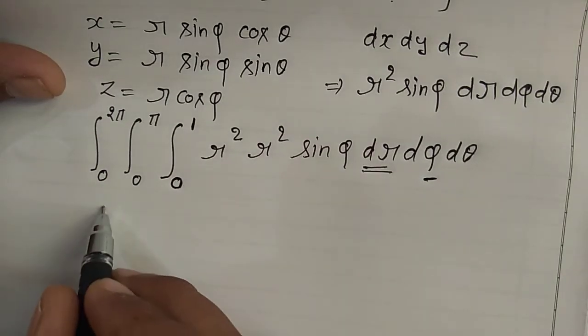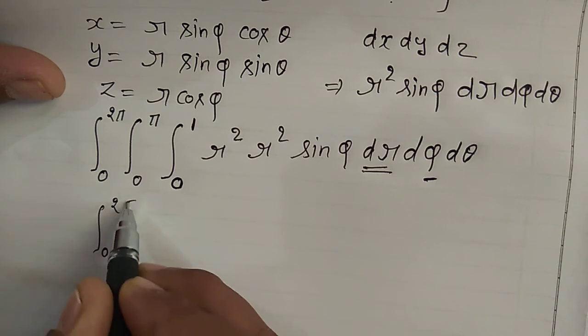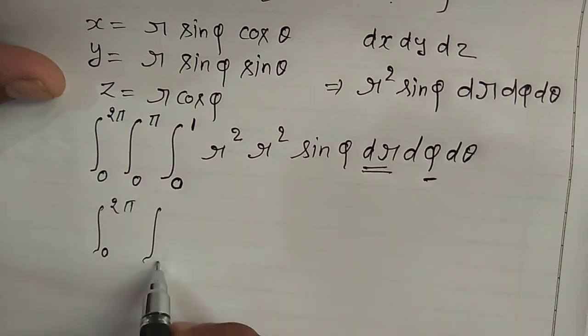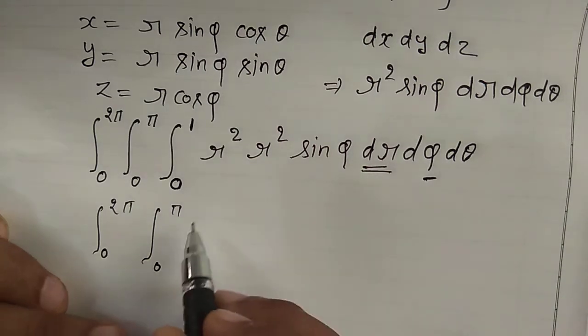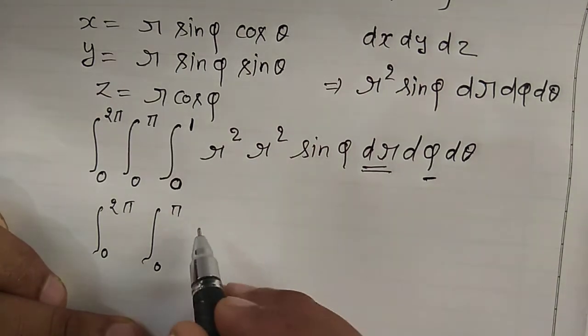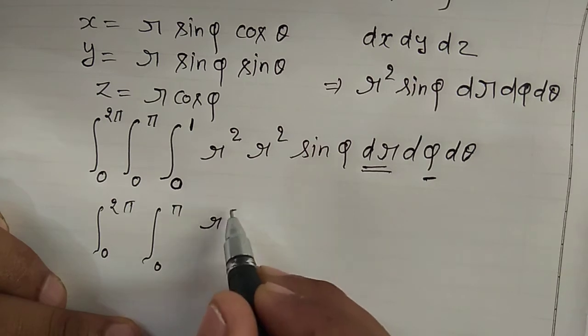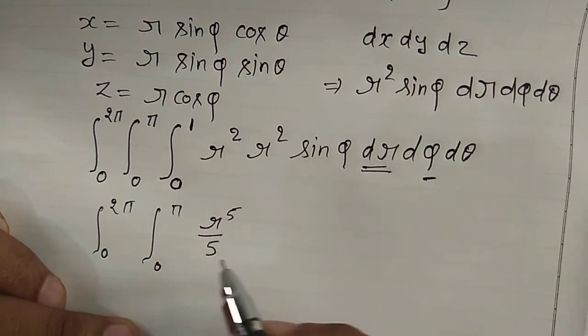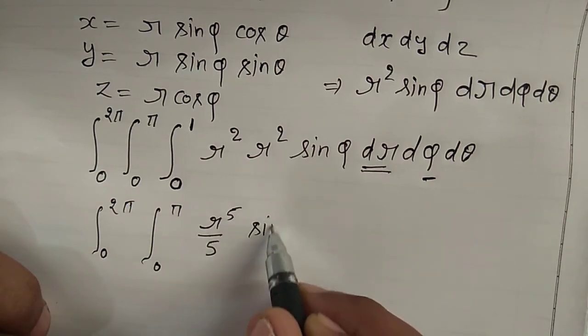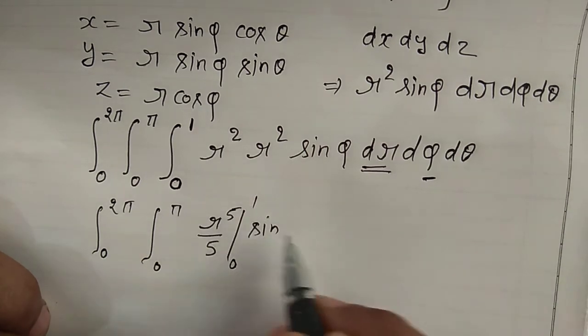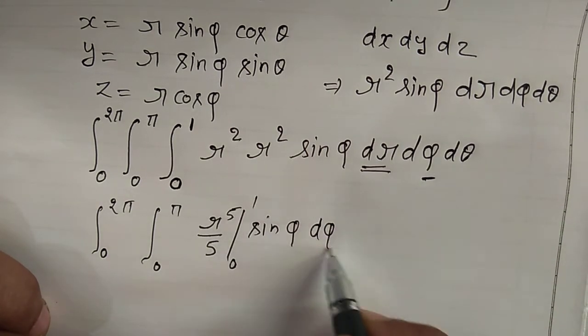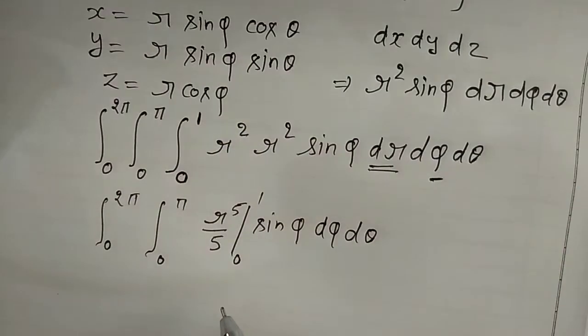If you solve this one, we get 0 to 2 pi and 0 to pi, r power 4. If you integrate, we get r power 5 by 5, fine, with limit 0 to 1, and sin phi d phi d theta.